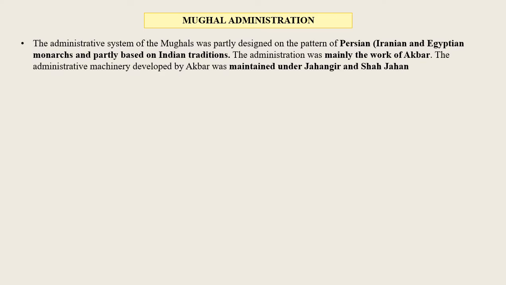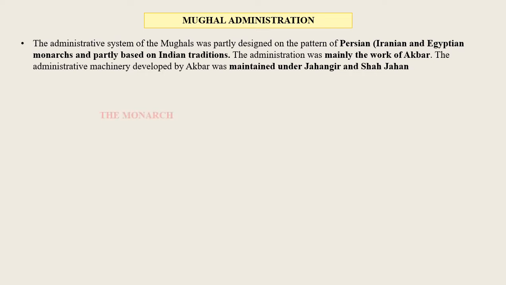Mughal Administration. The administrative system of the Mughals was partly designed on the pattern of Persian and Egyptian monarchs and partly based on Indian traditions. The administration was mainly the work of Akbar. The administrative machinery developed by Akbar was maintained under Jahangir and Shah Jahan.